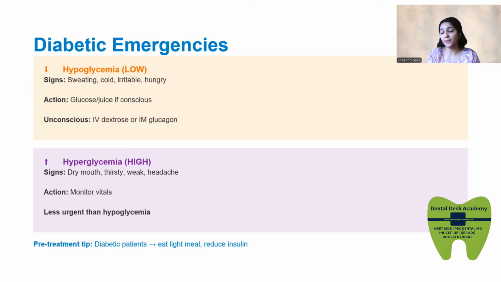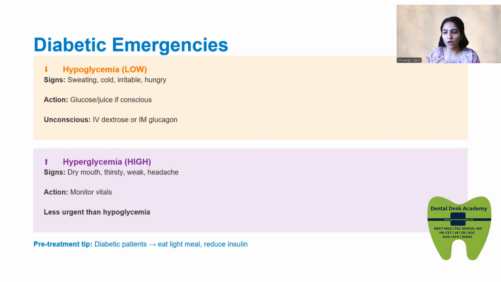So if the patient is having hypoglycemia, what will you do? If the patient is conscious, you can tell them to ingest some juice, some orange juice or some glucose candy immediately. But if the patient is unconscious, you will be giving 50% dextrose, which you can establish via IV line. Or if the patient is unconscious and you don't have dextrose, you can give 1 mg IM glucagon. What does glucagon do? It will cause glycogenolysis, due to which the glucose will again become normal. So this is how you will be managing a hypoglycemia.